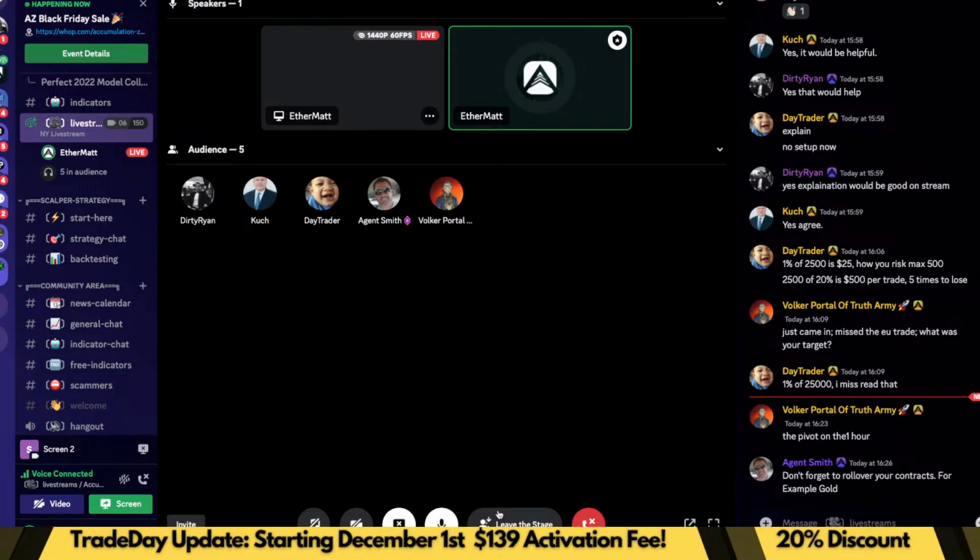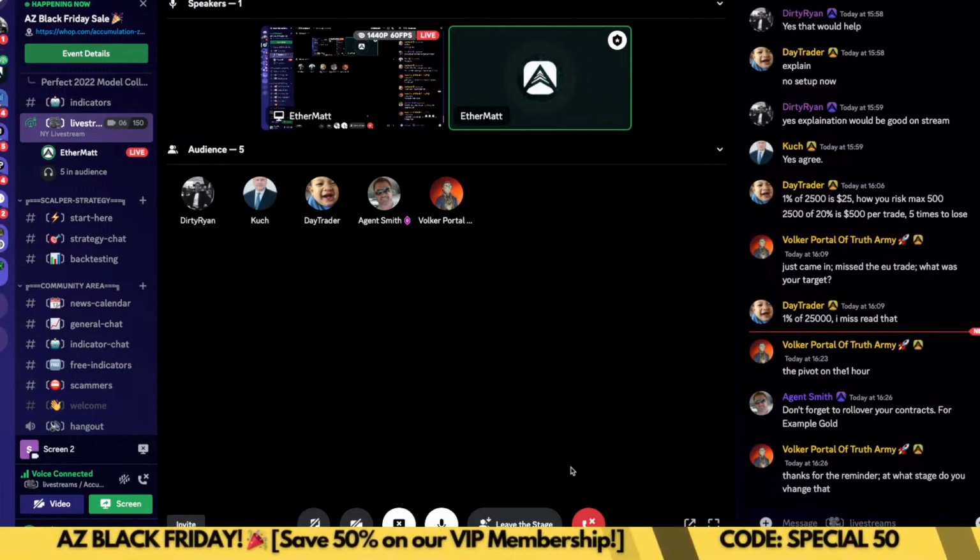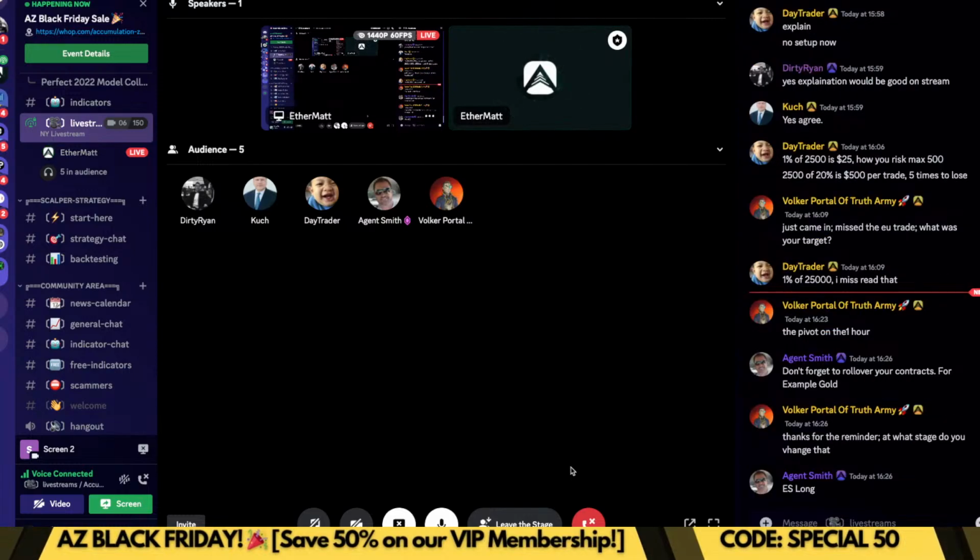Did anyone take a trade yet? Don't forget to roll over your contracts, for example, gold. At what stage do you change that? It's not contract rollover yet, at least for indices. I think we're gonna change contracts again late December, usually the 20th or 18th of December, over to the March contract.